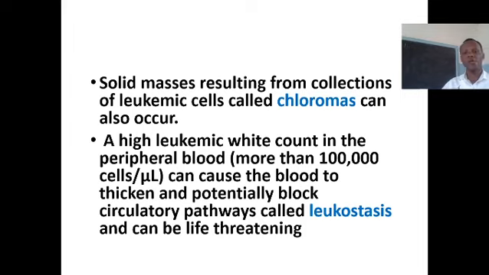A high leukemic white count in peripheral blood can cause the blood to thicken and potentially can block the circulatory pathway. Blockage of the circulatory pathways tunaita leukostasis, and it can be life threatening ikifikia stage kama hii.